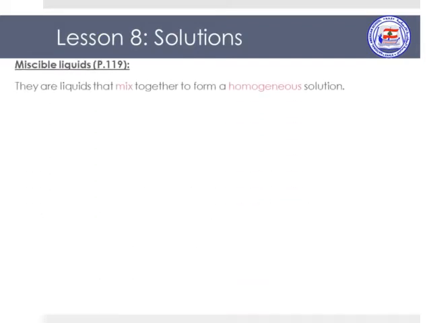Now please open your books to page 119 so we can explain miscible and immiscible liquids. Miscible liquids mix together to form a homogeneous mixture. For example, acetone and water, vinegar and alcohol, nail polish and acetone. All of these, when we mix them together, we get a homogeneous mixture, and we can call it a solution.